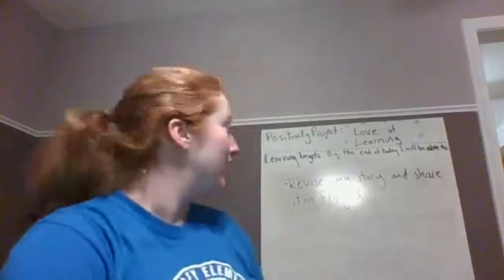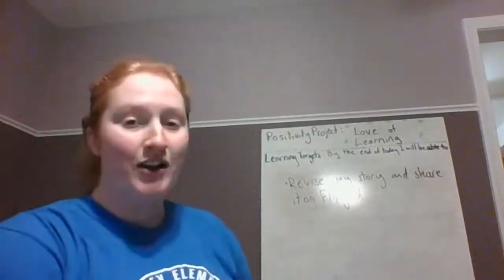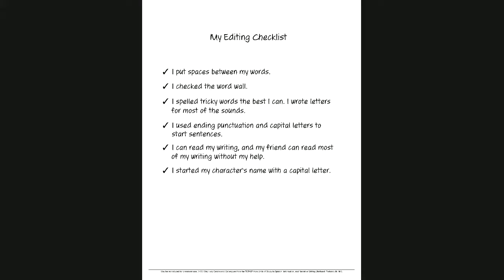So our learning target today is that by the end of today, I'll be able to revise my story and share it on Flipgrid. So I want to show you two things that we're going to think about when we're sharing our story. The first thing, this is the editing checklist, and you've been seeing this every week about how to edit your work. So when you edit, that means that you look for any kind of mistakes that you want to fix and make better.